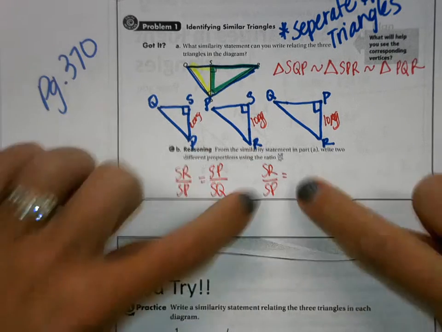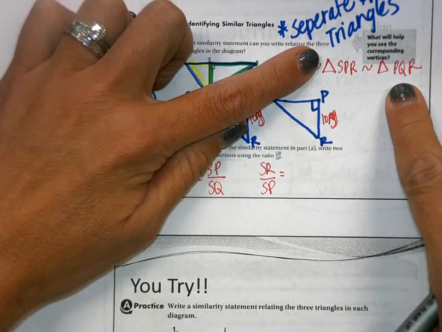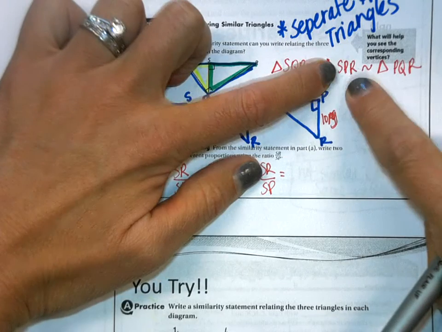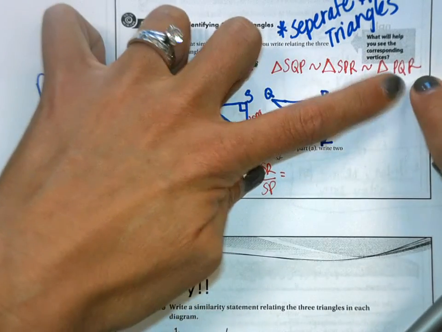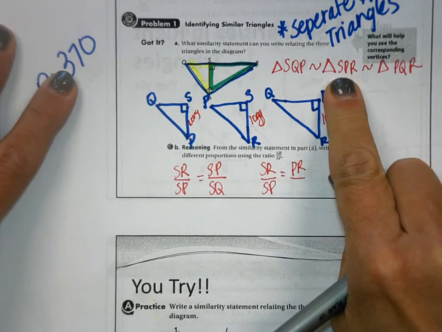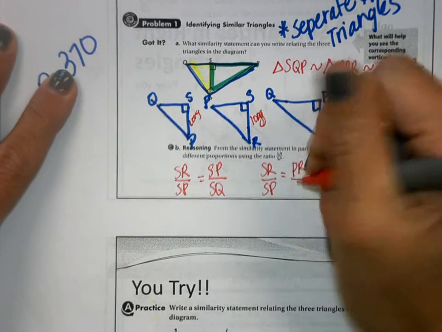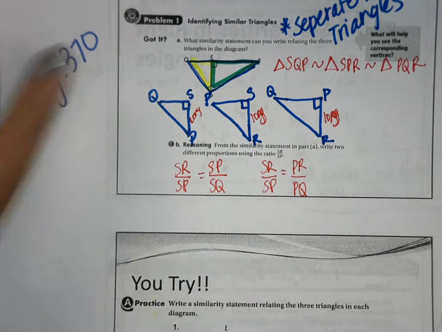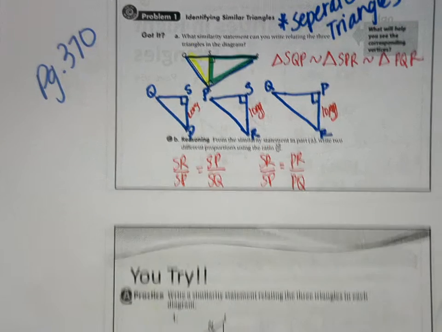Okay, so what did you get for the top? PR. So again, see how S and R is like the first and the last? So I use P and R, the first and the last. And then S and P are together, and over here, PQ. So those are your two similarity statements. Yes? Okay.